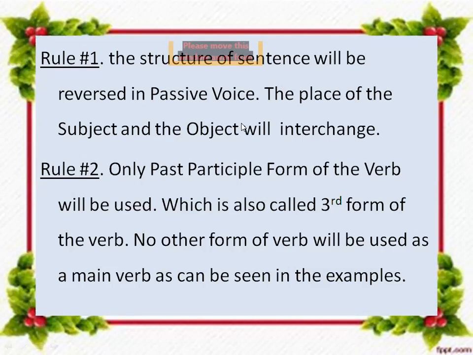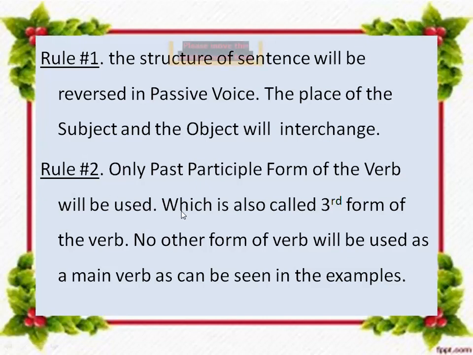We first have to apply rule number 1, in which we use the opposite sentence structure. We have to interchange the places of subject and object. The subject always comes first and the object is mostly at the end. So when we change into passive voice, the object will come first and the subject will be at the end. This is the simple interchange of places of subject and object in passive voice.